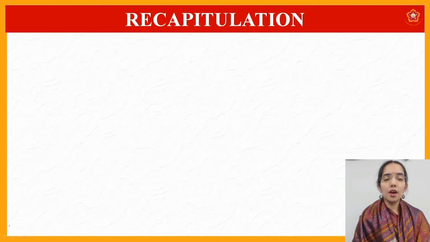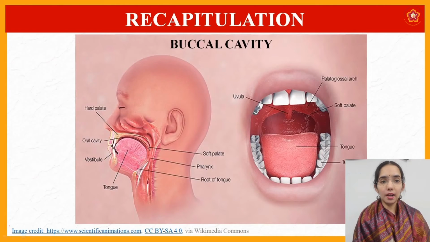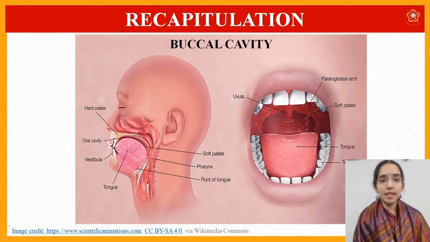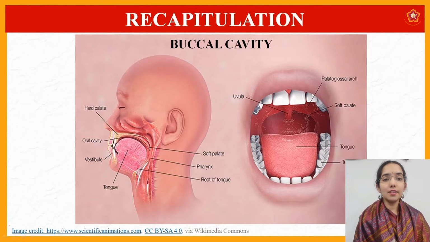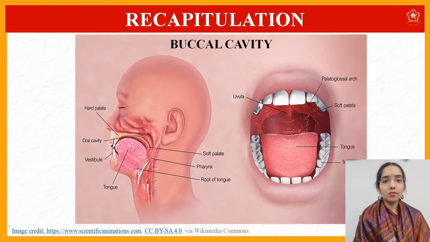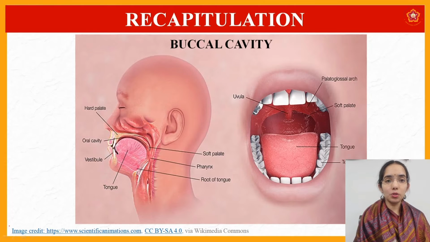Dear students, we have already studied our buccal cavity. What all is present inside our buccal cavity? We have the teeth, the salivary glands, and the tongue. Teeth help in chewing the food and breaking it down into smaller pieces. Then the saliva acts on the starch present in our food. Starch is basically a type of carbohydrate. So the digestion of carbohydrates gets started in our mouth. Then the tongue helps in mixing the food and the saliva properly.